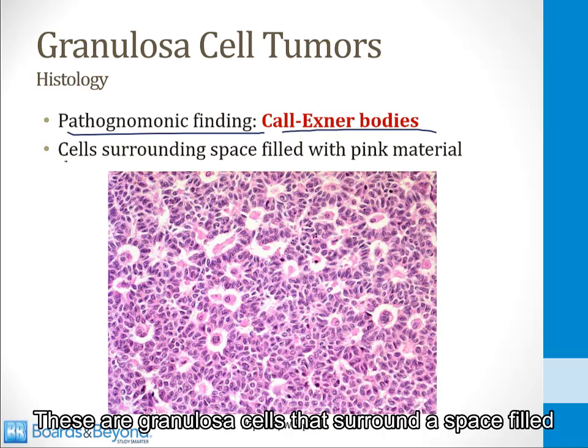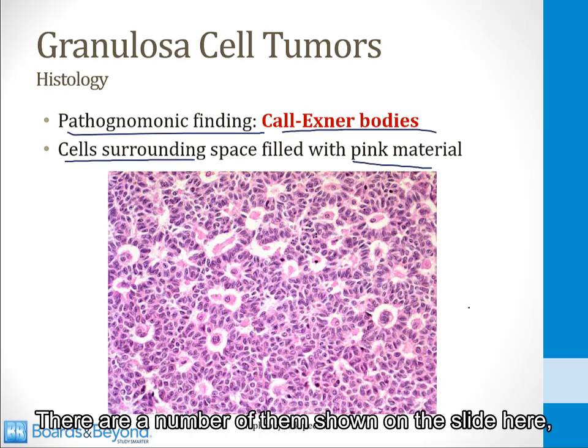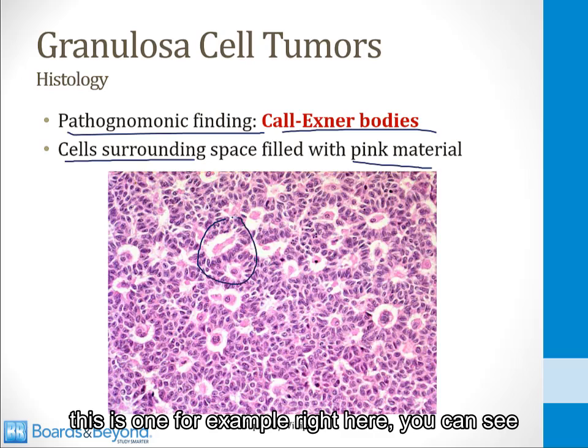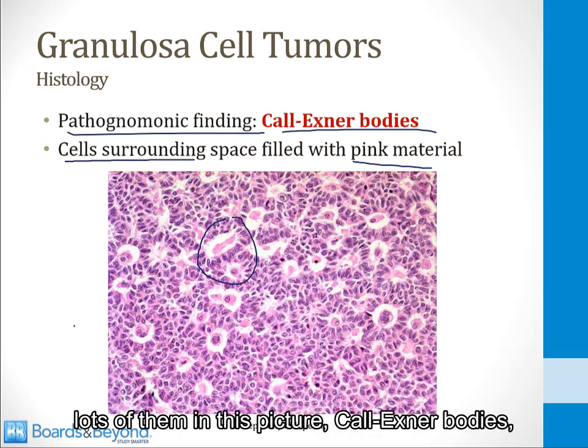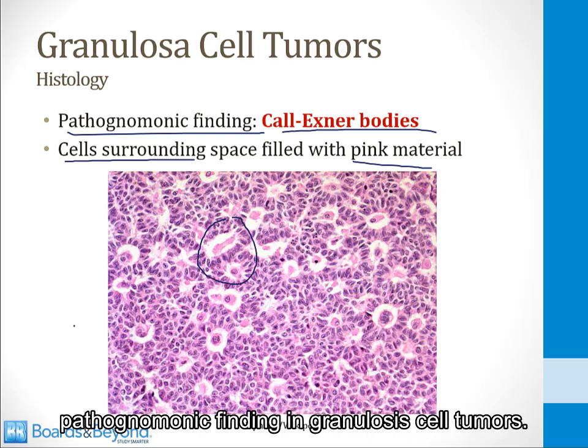These are granulosa cells that surround a space filled with pink material. There are a number of them shown on the slide here. This is one, for example, right here. You can see lots of them in this picture. Call-Exner bodies, pathognomonic finding in granulosa cell tumors.